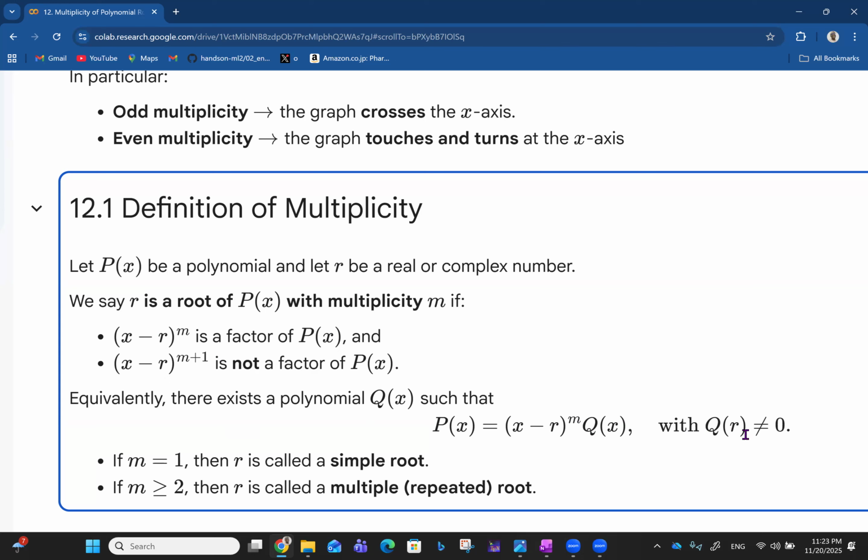We now say with Q of R not equal to 0. If Q of R is equal to 0, of course, everything else breaks down. If m is equal to 1, then we say R is called a simple root. And most of what we've been getting so far are simple roots. When you solve x squared minus 5x plus 6 and you get 2 and 3, those are simple roots. But if m is greater than or equal to 2, then R is called a multiple or repeated root. So in the case of x squared minus 2x plus 1, you get a result of 1 twice. That's a repeated root like that.